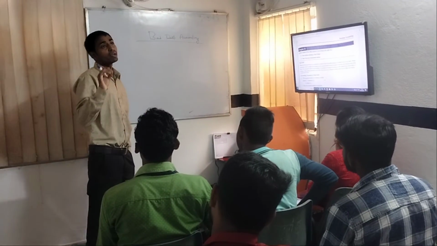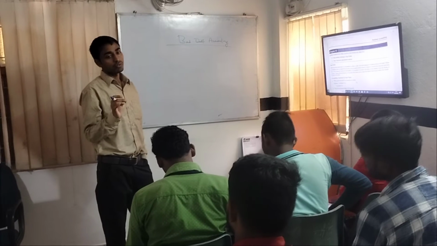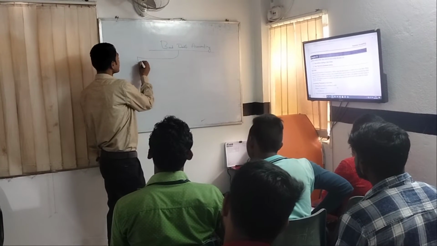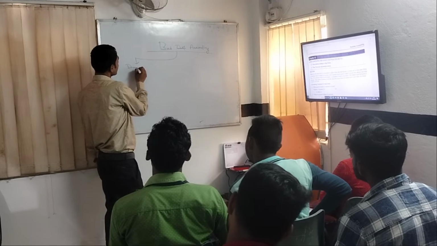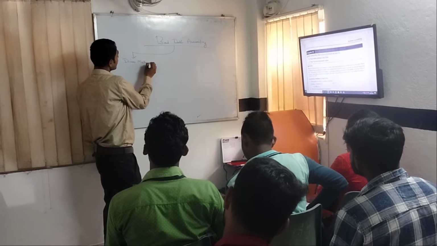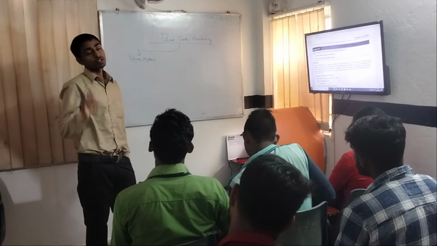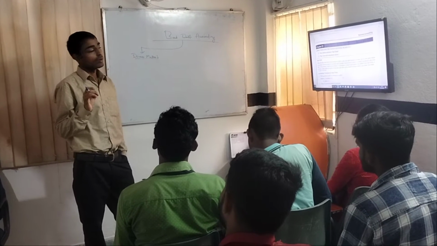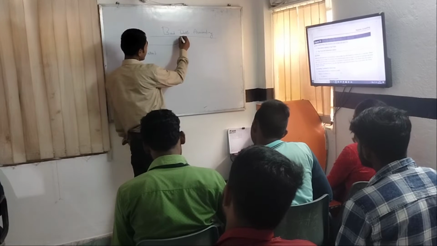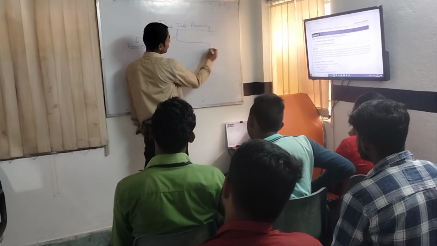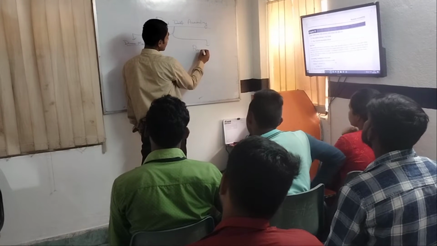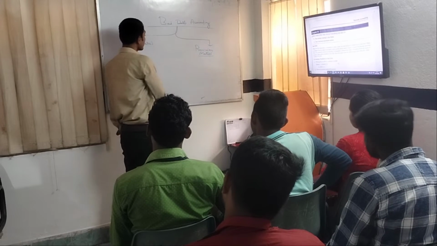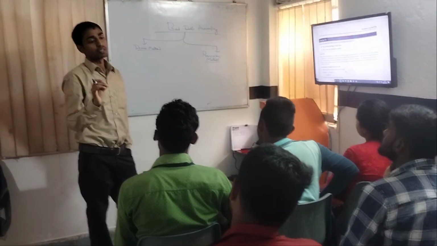For bad debt accounting, there are two methods. First is the direct method. In the direct method, you need to pass only 3 entries. But there is another method, which is called the provision method. In the provision method, you need to pass 4 entries to account for bad debt.